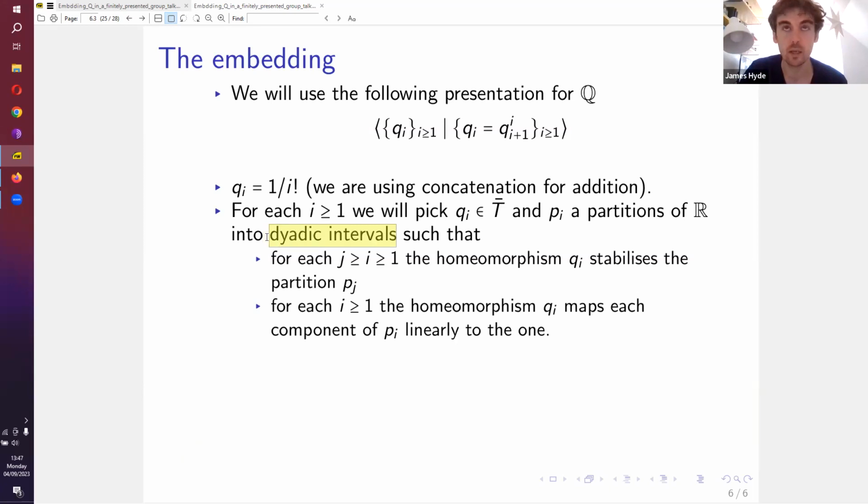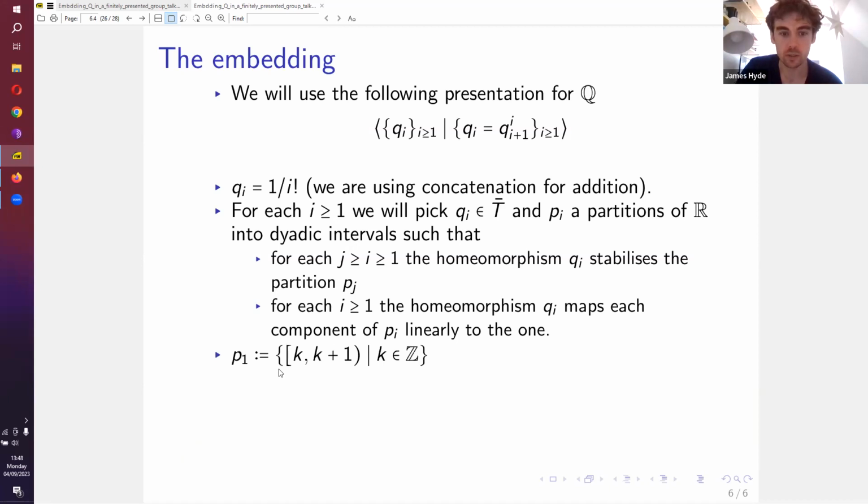Dyadic intervals means an interval of length a power of 2, beginning and ending at a dyadic rational. And we can definitely map each one of those to the next one because we just have to stretch or contract by a power of 2. If it was of length 3/4, you can't naturally map that to something of length 1/2, but as long as we're using dyadic intervals, we're fine.